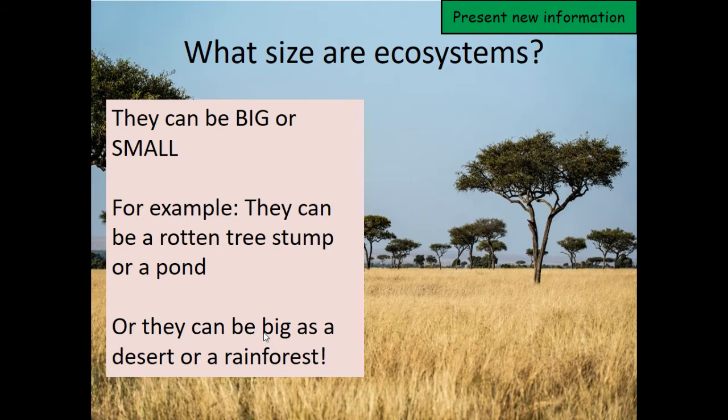Okay, so can you just write down that ecosystems can be a rotten tree stump, as I've said, or a pond. So they could be a small ecosystem. I know some ponds are quite big, but in the grand scheme of things, it's quite small. Or they can be as big as a desert or a rainforest and stretch for hundreds, even thousands of miles. So they could be as big as your back garden, or they could be as big as the Sahara Desert or the Amazon rainforest. So pause the screen, pop it down for me.